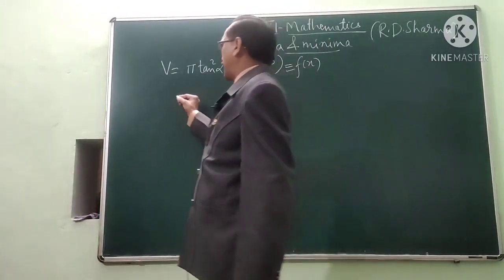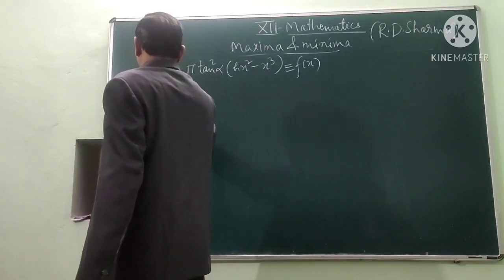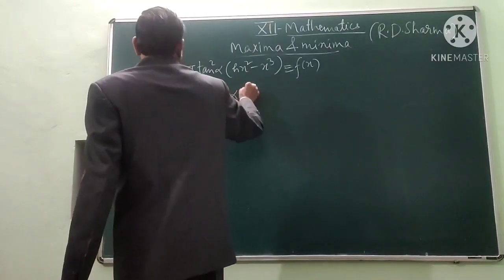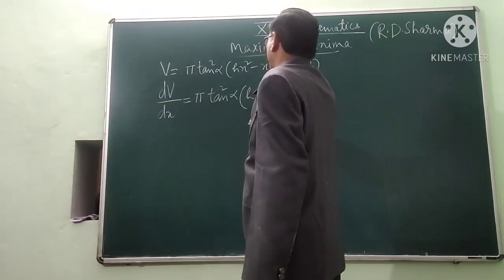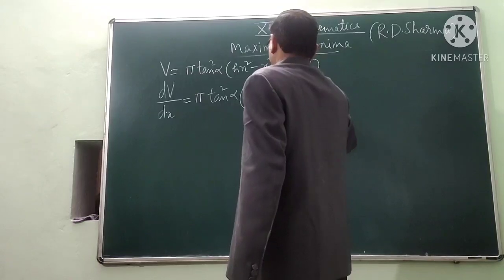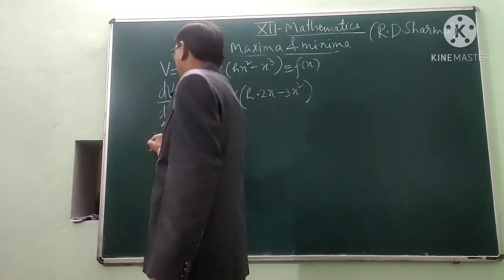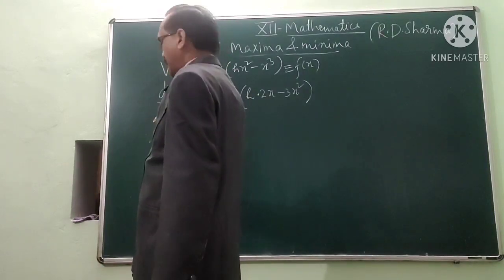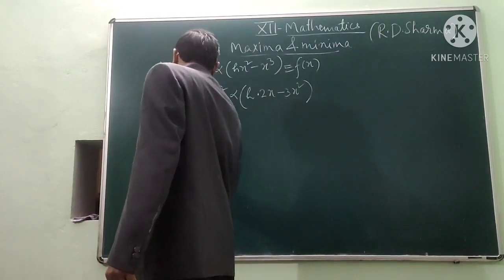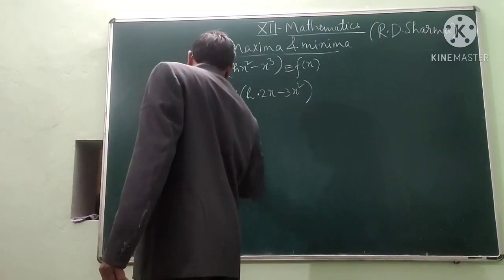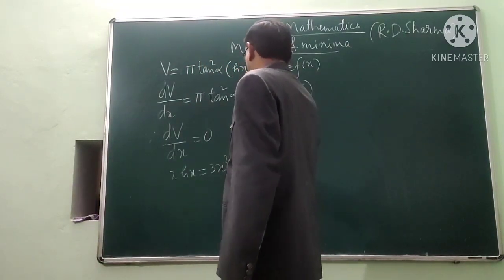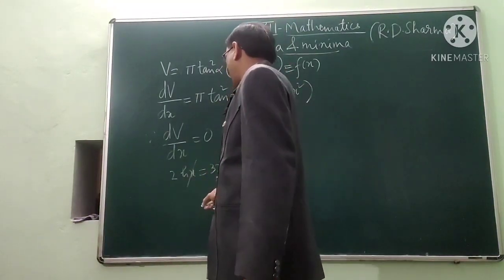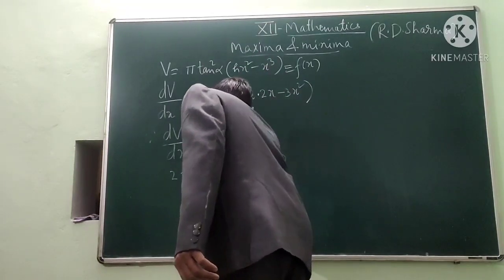Now we will differentiate V with respect to x. So dV over dx is pi tan square alpha, h is constant, into 2hx minus 3x square. Since first order derivative dV over dx equals 0, this gives you 2hx equals 3x square. And since x cannot be 0, one x is cancelled out and x equals 2h upon 3.